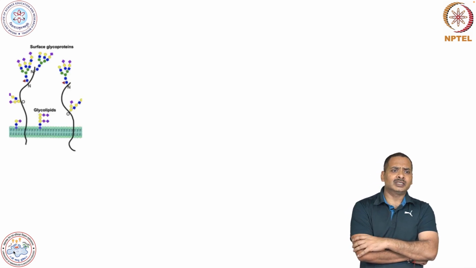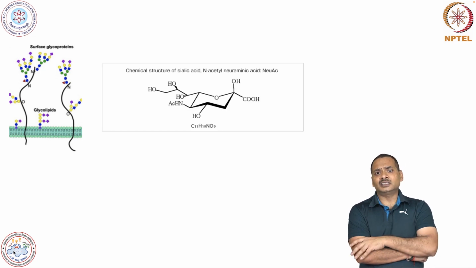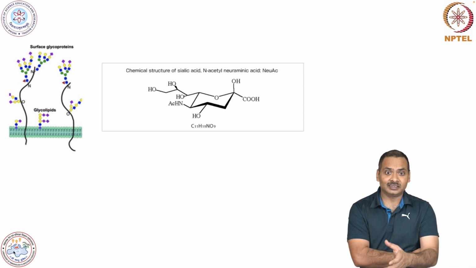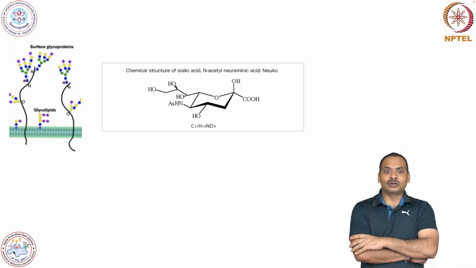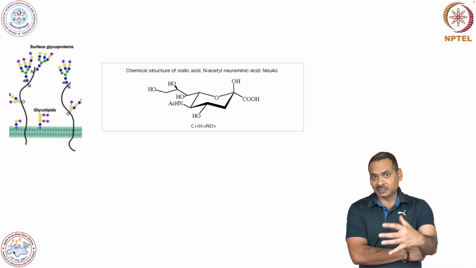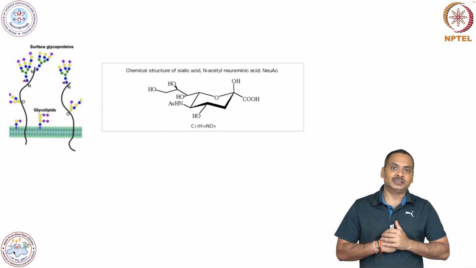These sugar molecules are present on the cell surfaces, and this is the structure of neuraminic acid or sialic acid. This is also called N-acetyl neuraminic acid. This is needed in order to make a fruitful infection.